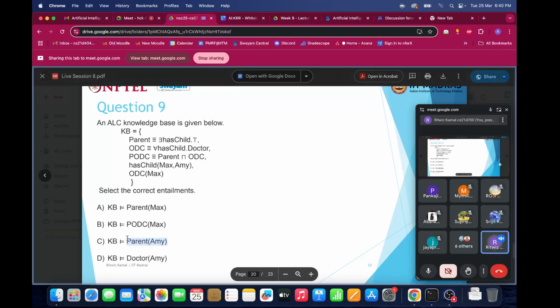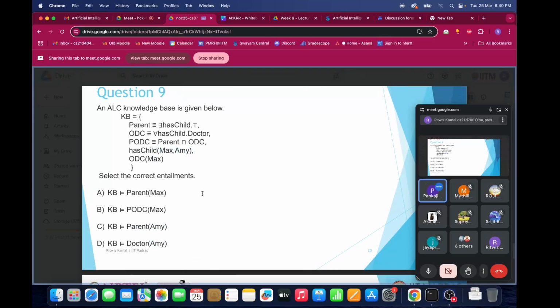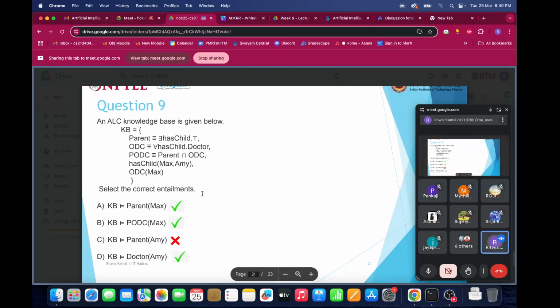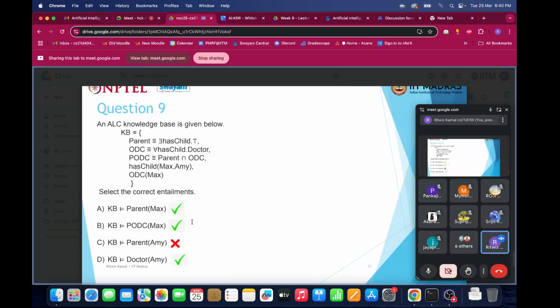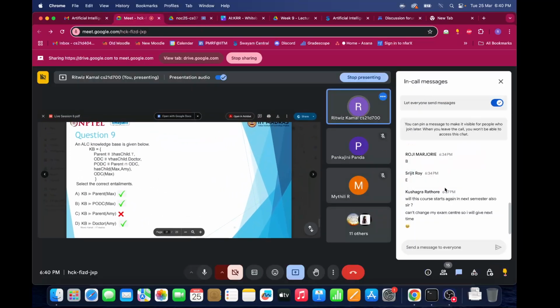But this part we cannot prove, right? Because we are not given any information about whether Amy has any children or not. So that's right. The correct options are A, B, and D. And the only incorrect option is option C. I guess that's straightforward.